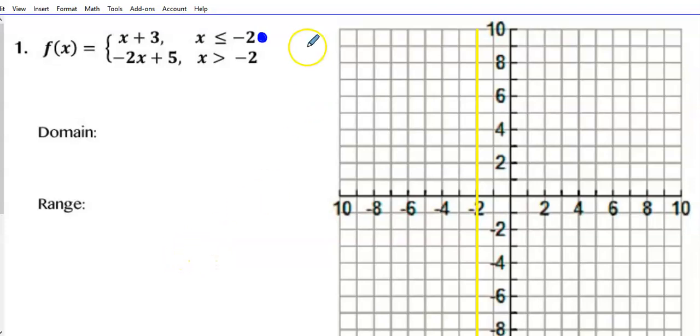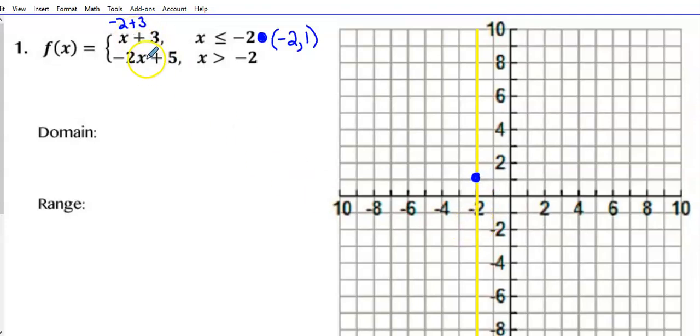So what I'm going to do is make an ordered pair using the -2. So the -2 is going to be my x. Might as well find out where on this line that closed circle is going to be. So if x is -2, plug in -2 right here. So -2 plus 3 is going to give me my y. So -2 plus 3 is 1. That gives me my ordered pair. So -2, 1 is right here, and that is where that closed circle is going to be. So I'm going to go ahead and put it there.